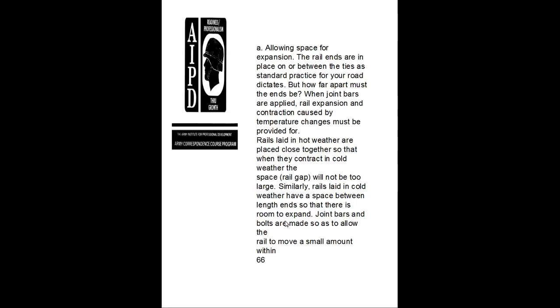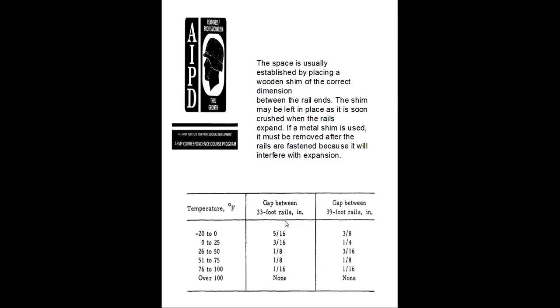Joint bars are bolted and made as soon as allowed, so the rail can move a small amount. Specially used established practice is placing a wooden shim of the correct dimension between the rail ends. The shim may be left in the space, soon crushed when the rail expands. A metal shim is to be removed after the rail is fastened because it would interfere with the expansion, for temperatures from 20 to 0.